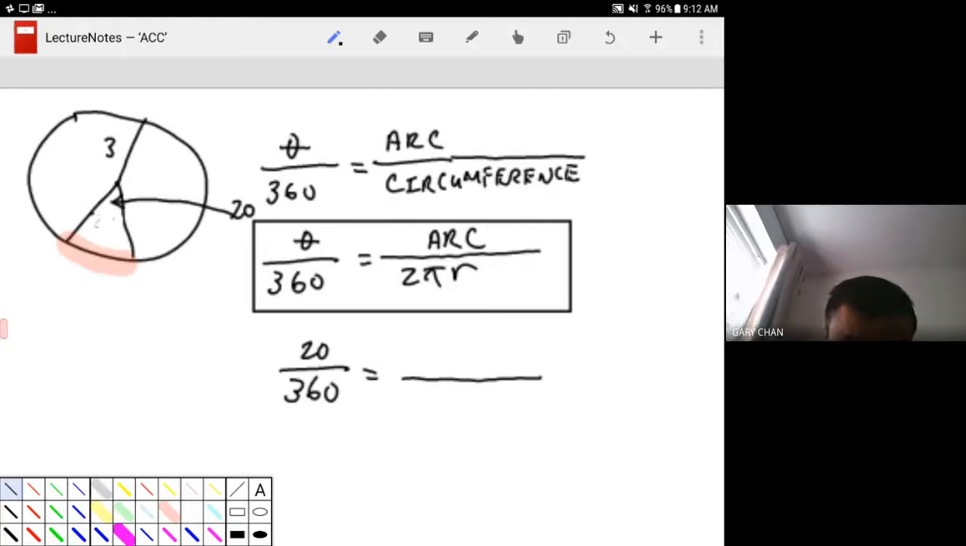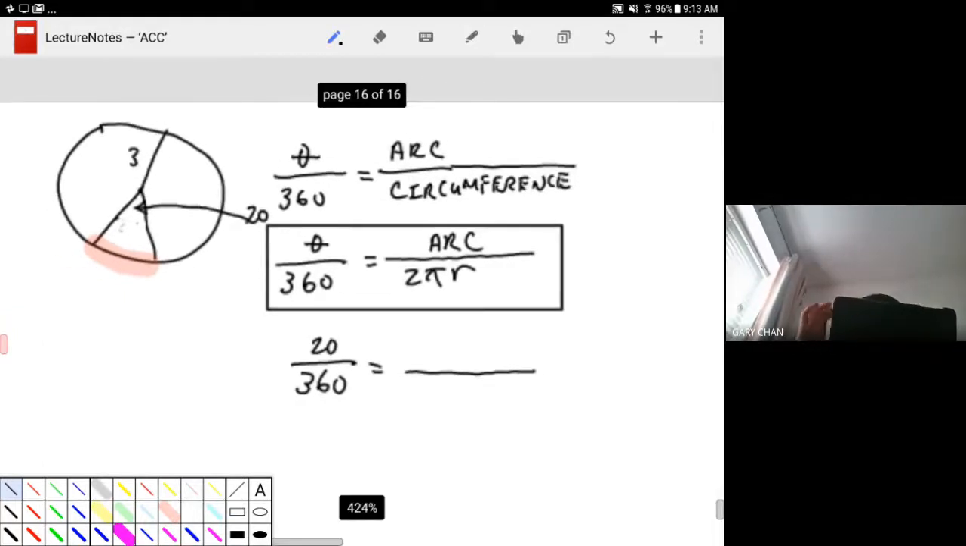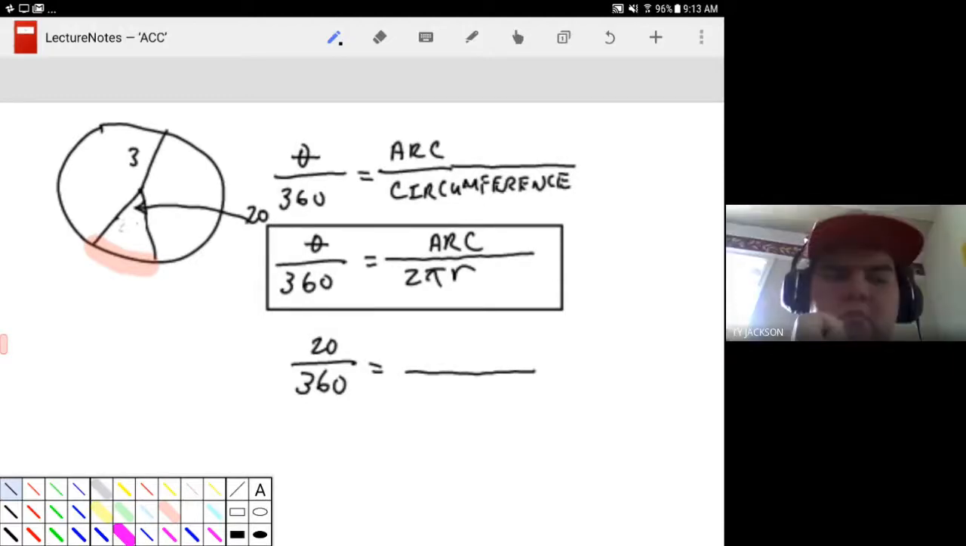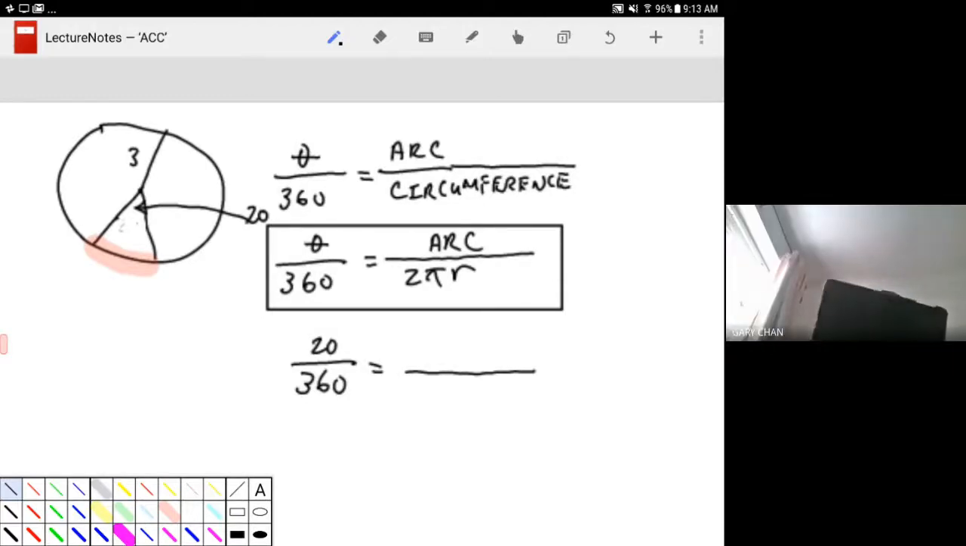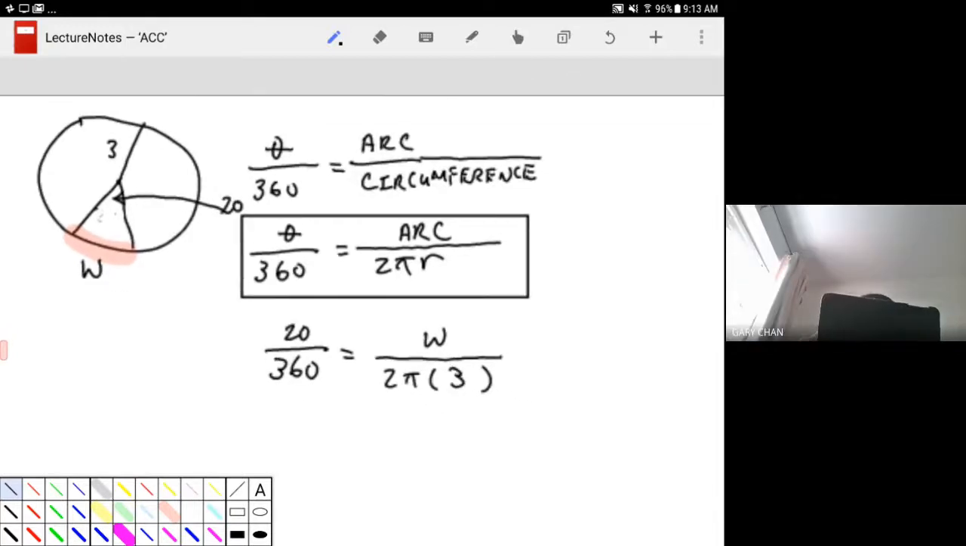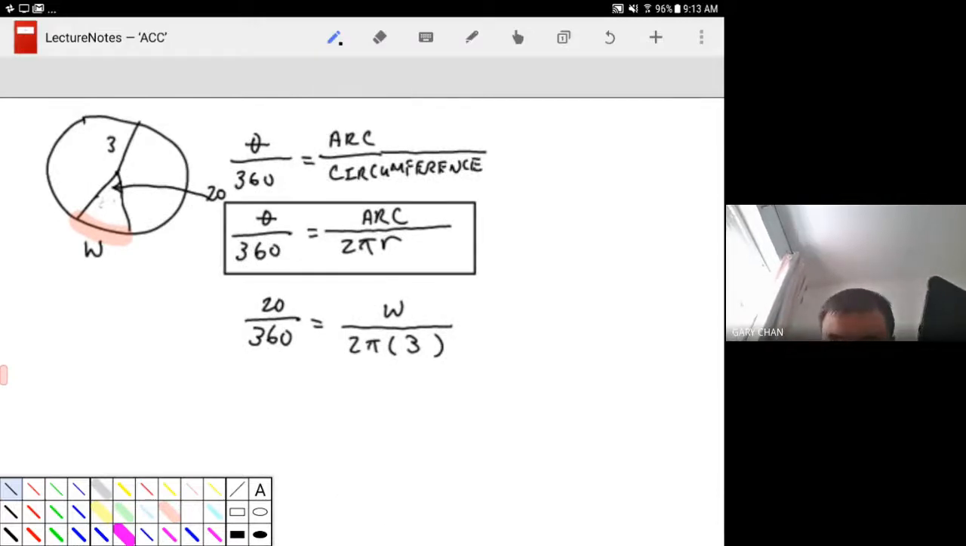So because we don't know what the length of the arc is, give it a letter. W. W, great. So we're going to replace the word arc with the letter W. That's it. And then the circumference here, I have 2 pi times, what's the length of the radius? 3. That's it. Beautiful. All right, so from here, we're going to solve for what W is.